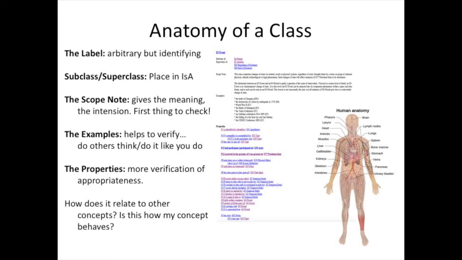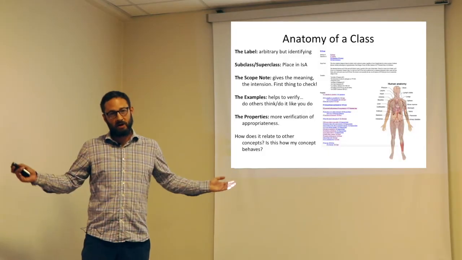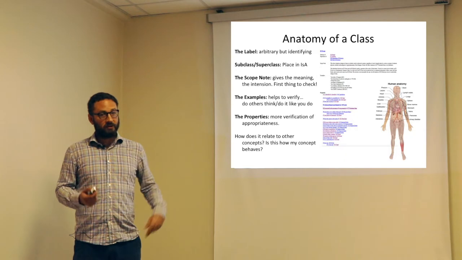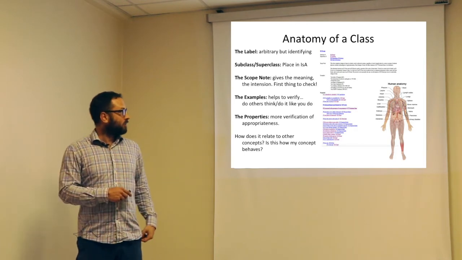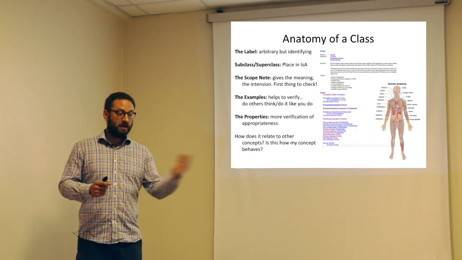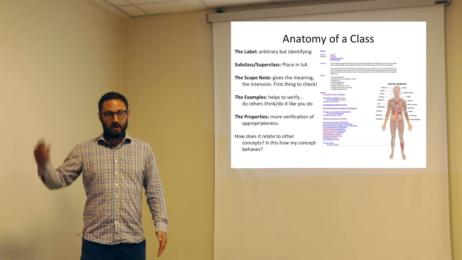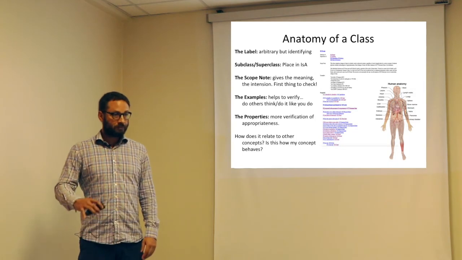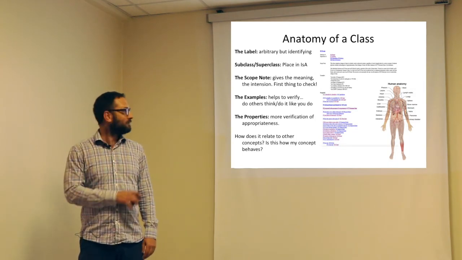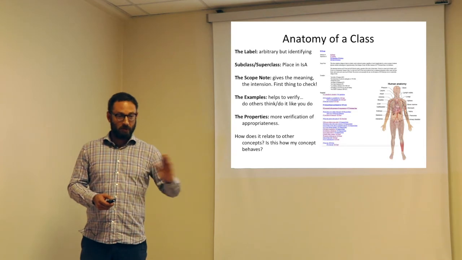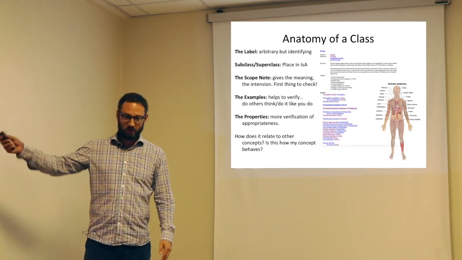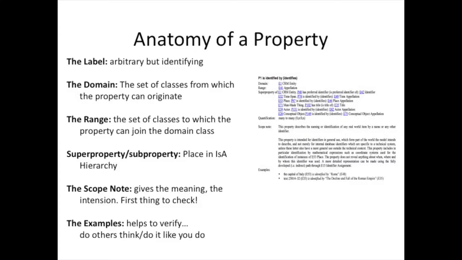So in CIDOC CRM, for example, the main basic class is called CRM Entity, and it's used to talk about anything. And so it has two properties. One property is identified by, and the other is has type. That means that this main class is used to say of anything that it has a name, and it can have a type. So I could say George is an anything, so I'm an instance of E1 CRM Entity, which is a class, and I have the property having the name George and have the type being a researcher. So that's looking at a class definition.